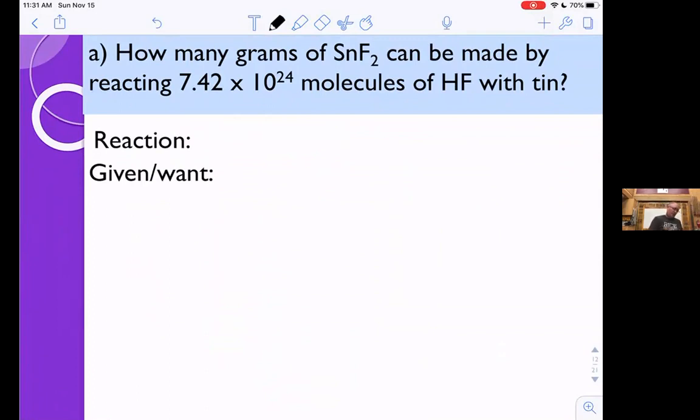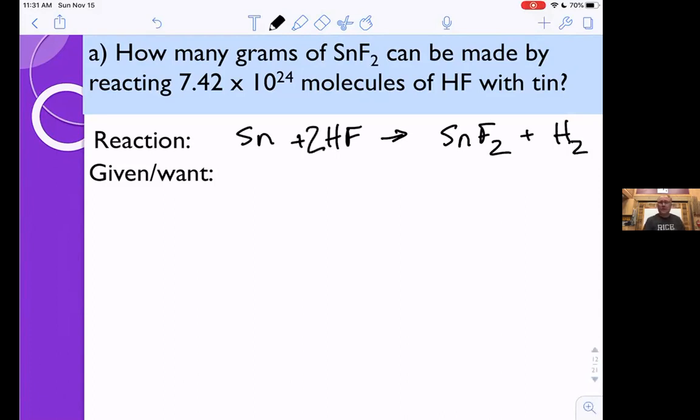So how many grams of those are made by reacting it with tin? Tin's formula is Sn. I am reacting with it hydrofluoric acid, and I am producing stannous fluoride as a result. There is something else that's going to be made as a product: the hydrogen would be given off. Please don't forget that hydrogen is diatomic, so you'll need to write that as H2. To balance the equation, I'll put a 2 in front of the hydrofluoric acid, and we've got a balanced equation.